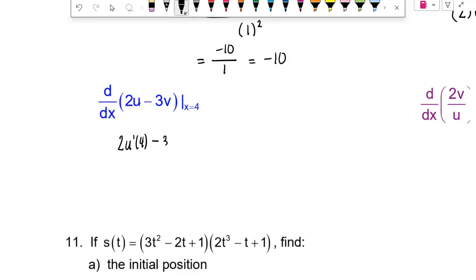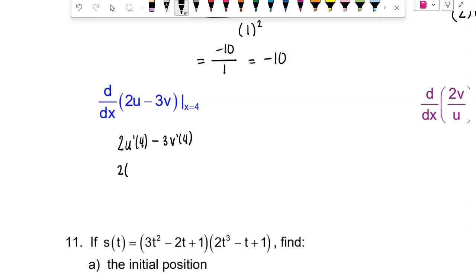And then we've got minus 3, and then that'll be v prime of 4. So again, whenever you are taking the derivative of a variable, you have to think about taking that number. The 2 gets multiplied by whatever the exponent is. Right now, I don't know what it is, so we're just leaving it as u prime and v prime.